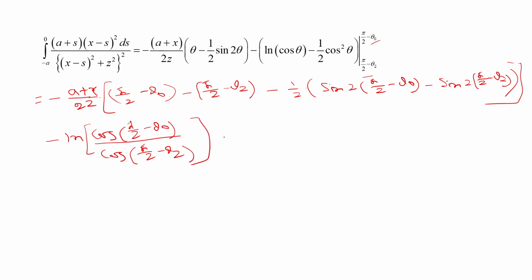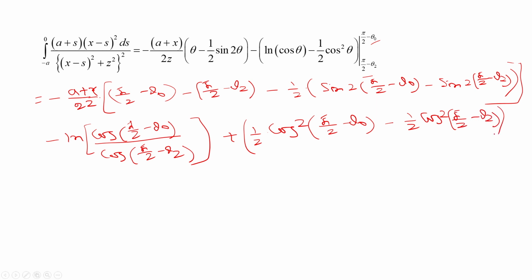And minus plus here. So, it is plus half cos square, written as cos square of pi by 2 minus theta 0, and minus half cos square of pi by 2 minus theta 2, like this. Here, if we put these limits, it will look something like that, and then it is a little more algebra, and that we can easily do.